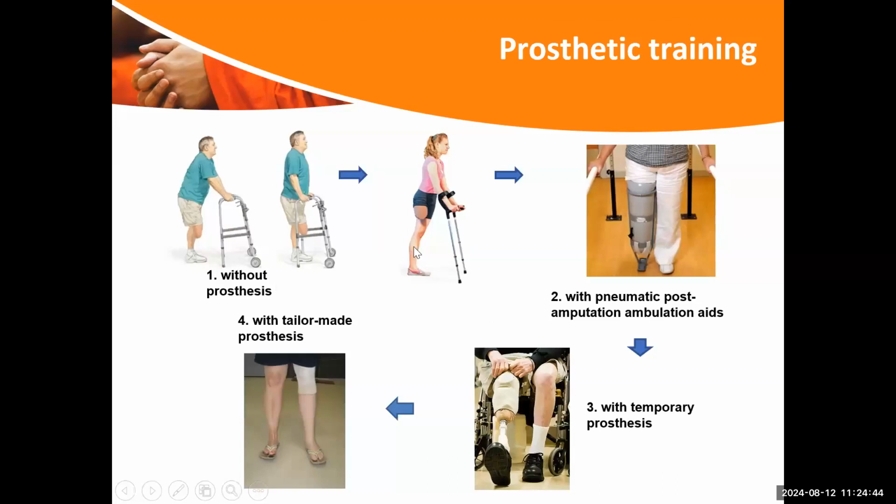Of course, before the prosthetic stage we do training without the prosthesis; later in the prosthetic stage, we use the PPAM Aid, and then a temporary prosthesis, and then a tailor-made prosthesis. The temporary prosthesis can be as early as, as we just mentioned, when the patient has a rigid dressing. That one is temporary. They won't take that prosthesis back home. But the tailor-made one, they will take back home, for home use or for community use.